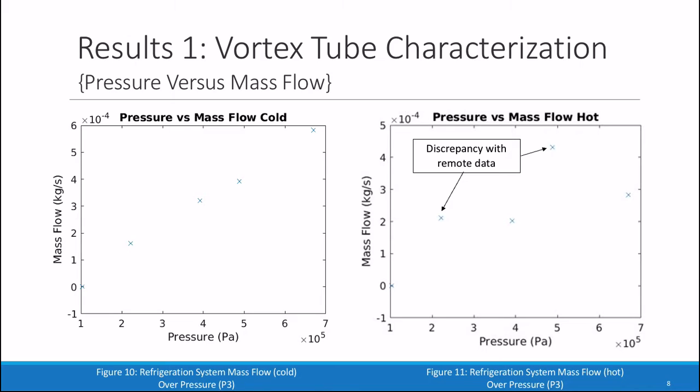For the mass flow rate versus absolute input pressure plots shown in Figures 10 and 11, as input pressure increases, so does the mass flow rate of both the cold and hot flow, as essentially the volume flow rate of the entire system is increasing. Again, some discrepancies in data trends occur between the remote data and the lab data.